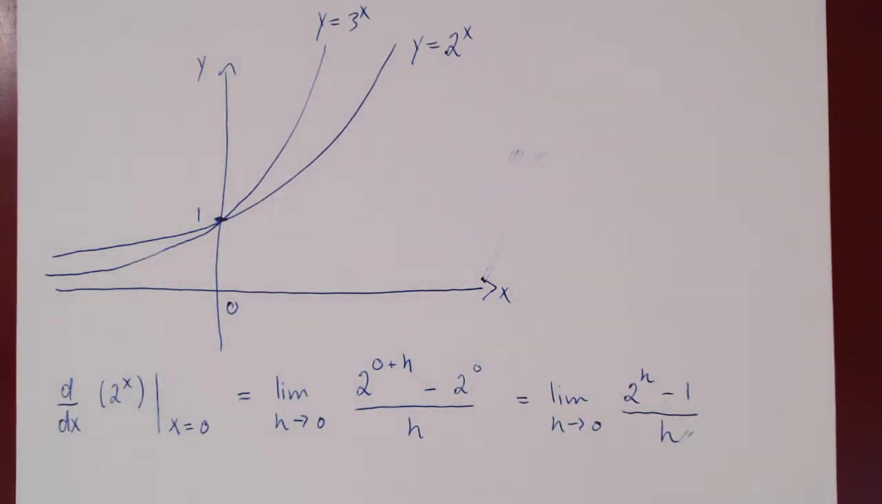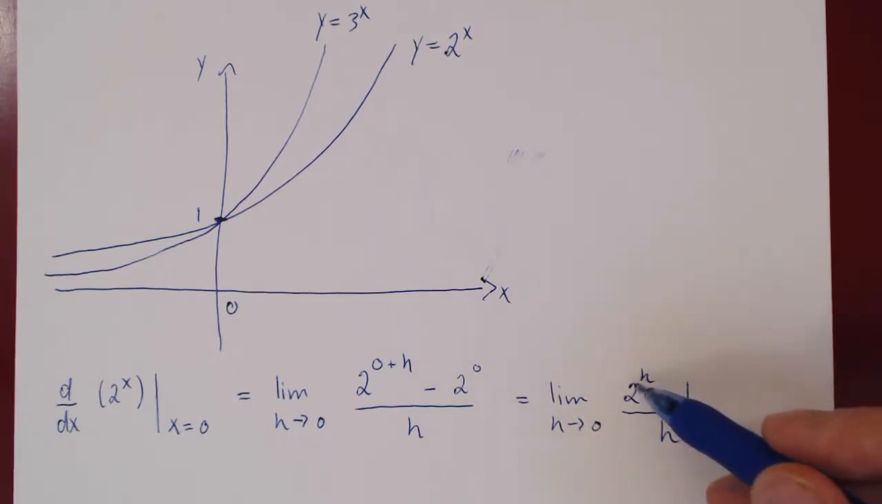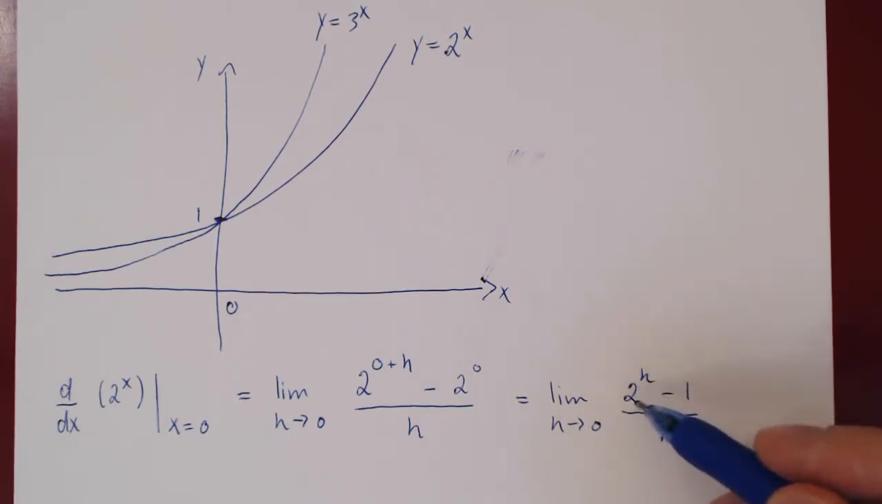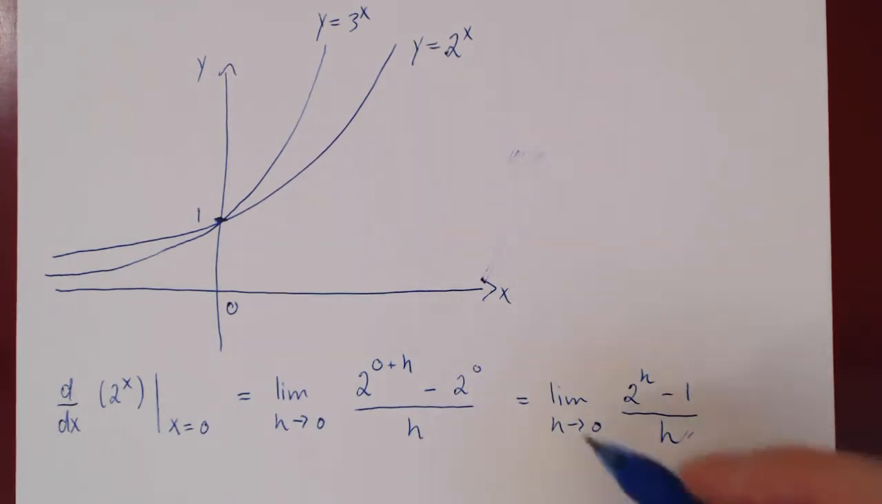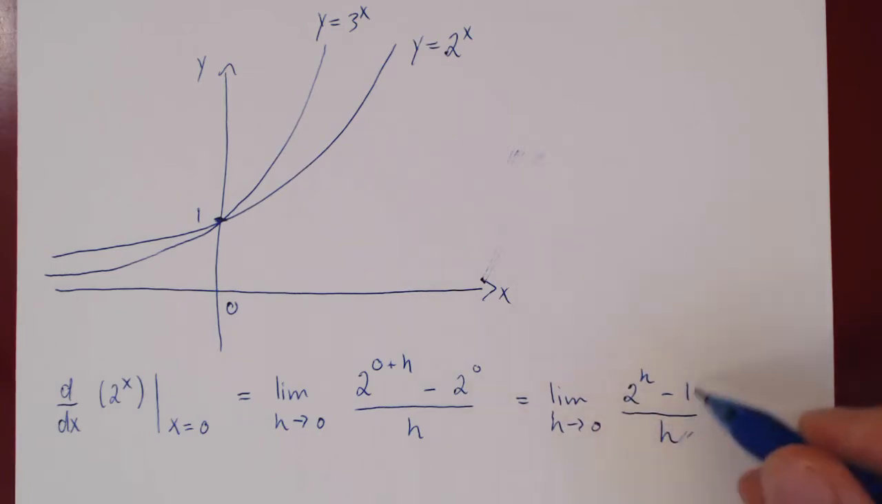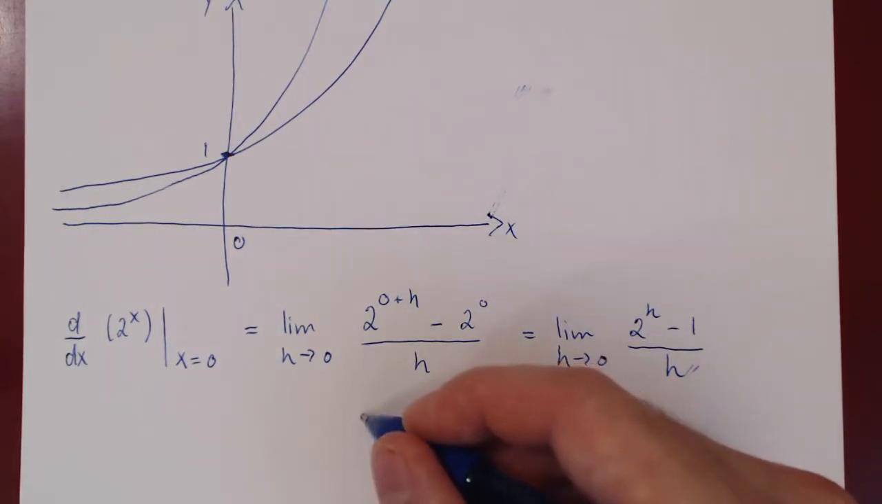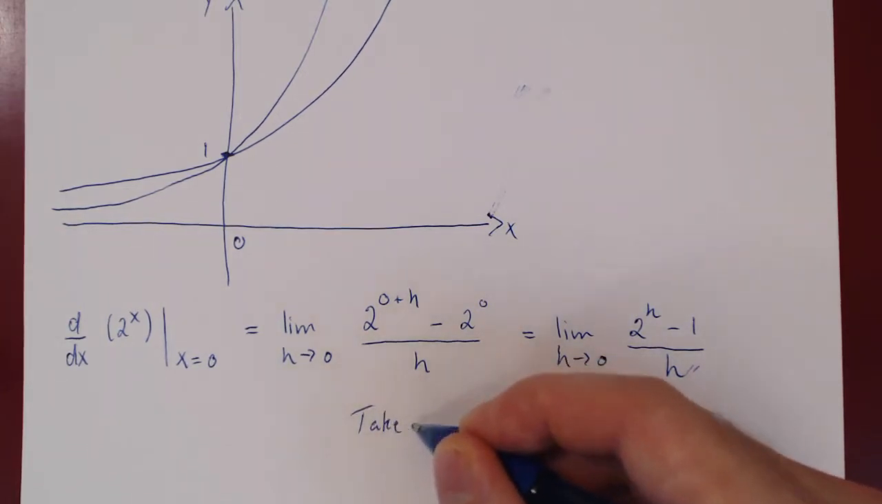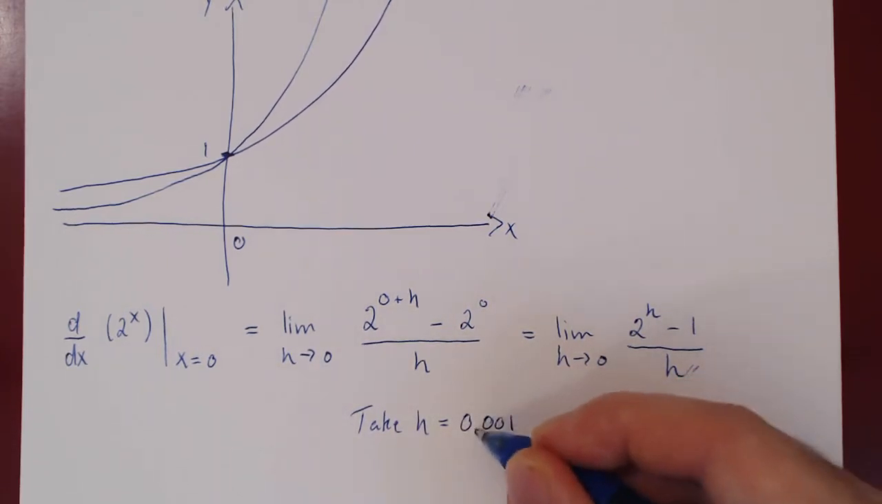And then you may ask, well, how could we then figure out this limit? Because as h approaches 0, 2 to the 0 is 1, so we'll have 1 minus 1, a 0 over 0 case. The idea is, we don't know how to find this limit yet, so let's find an estimation. Let's take a very small value of h, plug it in, and then get an approximate value. So suppose we take h, say 0.001.